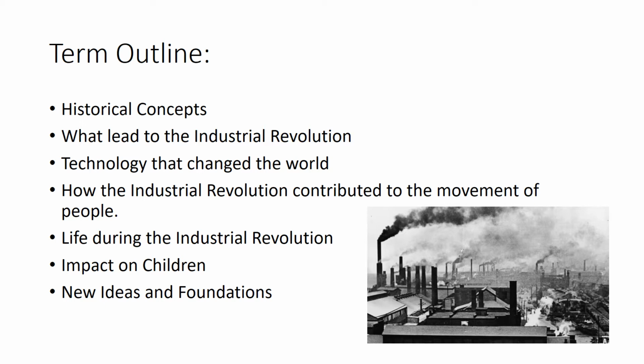So, the term outline for the Industrial Revolution: we will start on this PowerPoint by looking at historical concepts. We look at what led to the Industrial Revolution. We look at the technology that was created during the Industrial Revolution that changed the world. We look at how the Industrial Revolution contributed to the movement of people. We look at life during the Industrial Revolution, including the impact on children, women and men. And then we look at new ideas and foundations that came out of the Industrial Revolution. So that's what term 3 will look like.